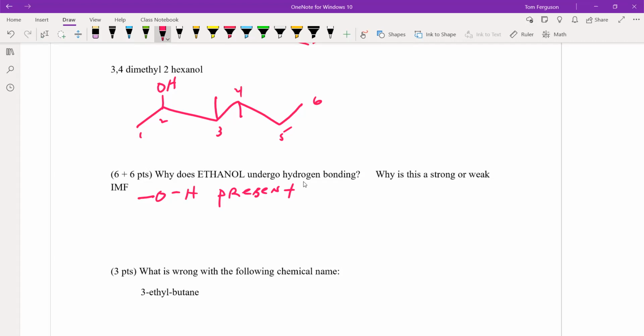And why is this a strong or weak IMF? It's because the delta EN is greater than 0.5. And it's actually greater than 1.5. It's pretty strong. Yes. Hydrogen bonding, anytime you have oxygen around, it's usually polar. So just kind of in general, oxygen or nitrogen, things get polar. Now there's exceptions to that, but in general, oxygen tends to make things polar.